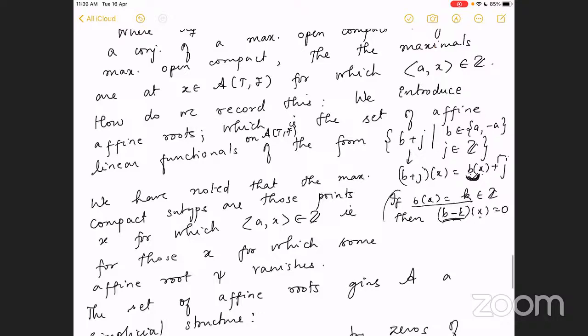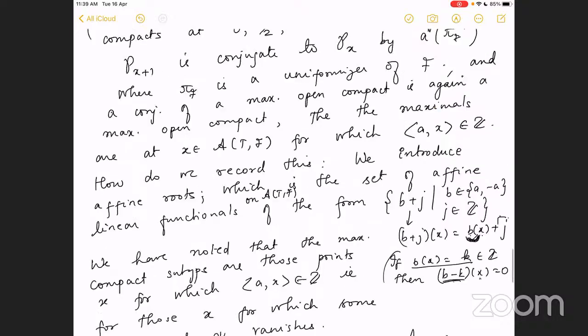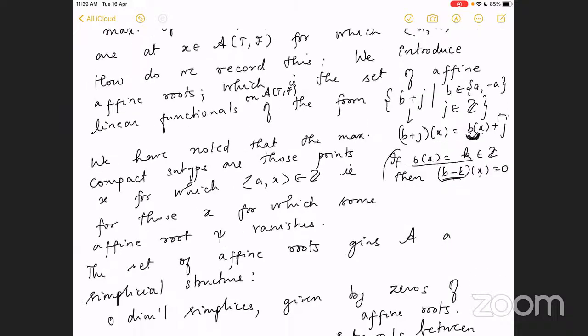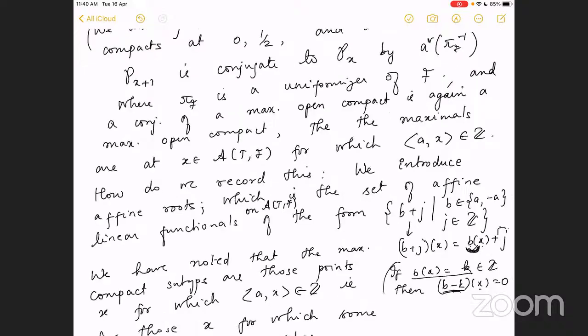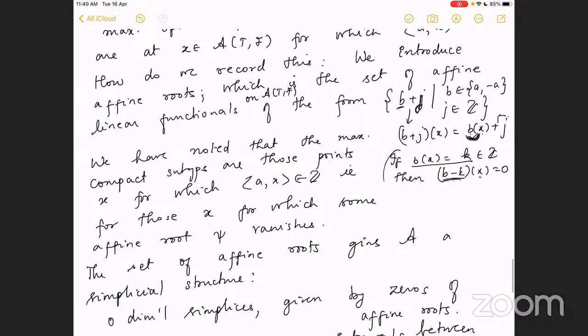So again, we started off trying to organize our open compact subgroups. We took a copy of the real line, which is the apartment corresponding to this torus, and there at each point on that line we defined a subgroup Px. We wanted to identify the maximal ones, and for that we observed that the pairing between a and x is an integer. That led to the notion of affine roots. The affine root has a gradient, which is just a finite root, an element of the finite root system, and then you take an integer translate of it. That integer translate keeps information about whether the open compact that you have is maximal or not. That's what we have done so far.